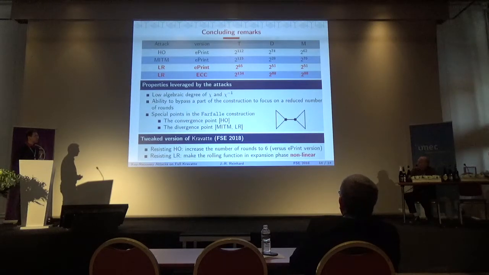Following our results, the designers tweaked their design, and it was presented this morning. They increased the number of rounds compared to the previous version to 6. This enabled it to resist the higher order attacks, and they also made the rolling function in the expansion phase non-linear, which avoids the linear recurrence attacks. So thank you for your attention.